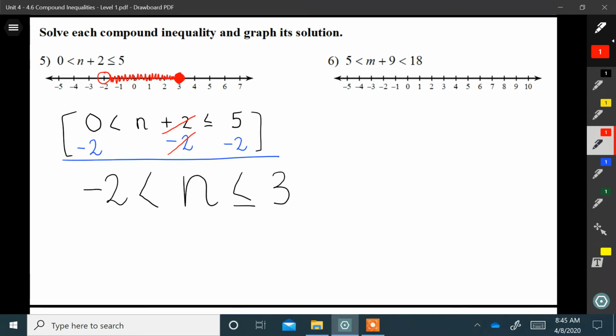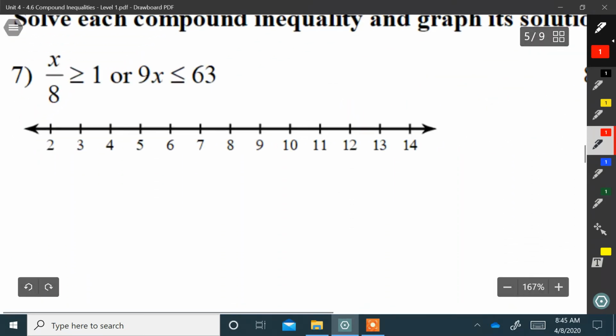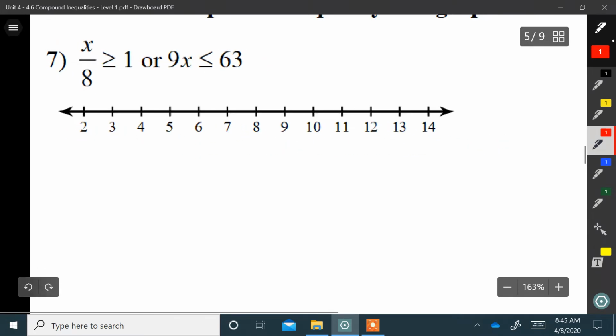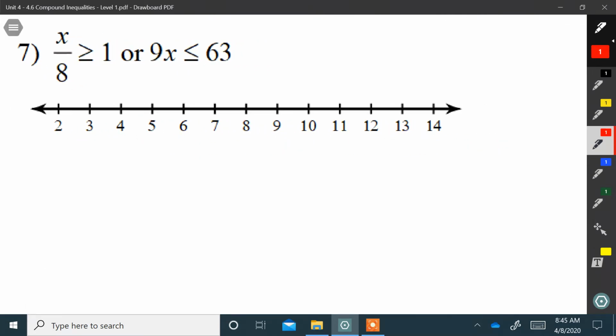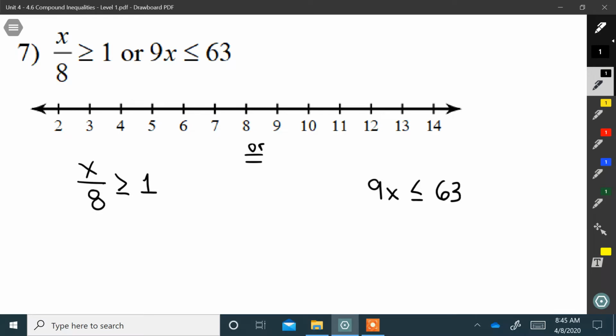All right. Let me go ahead and do an OR one. Let's take a look at this one here. We're given x over 8 is greater than or equal to 1, or 9x is less than or equal to 63. What you're going to do in here, guys, is solve each one of them individually.